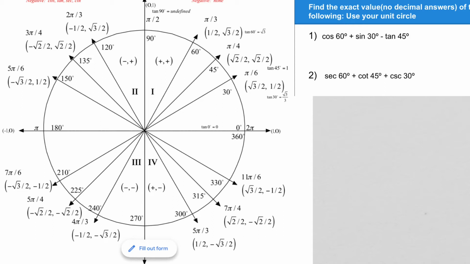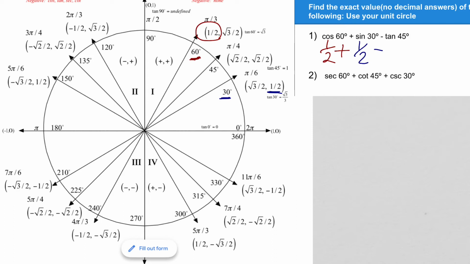So cosine 60. I'm going to go to 60 degrees right here. Which one is cosine? We know cosine is the x-coordinate, so this answer is a half. I'm going to add on to it sine of 30. Where is 30 degrees? It's here. Sine is the y part of the coordinate, so that's another half, minus tangent 45.